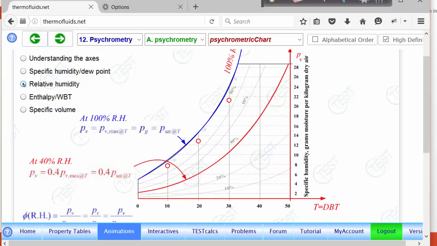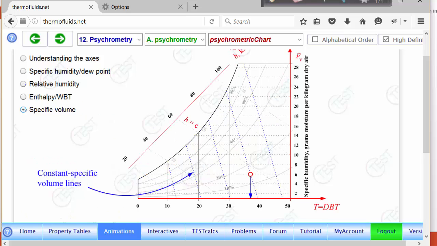Relative humidity simply means when the vapor pressure is a certain fraction of the maximum pressure, say 40%. In this particular example, we are showing what a 40% relative humidity line looks like. If you take the 100% line and find 40% of that vapor pressure, all these points together will make the constant relative humidity line.